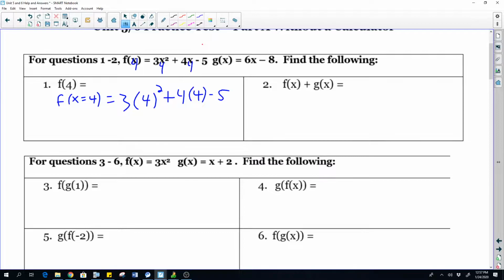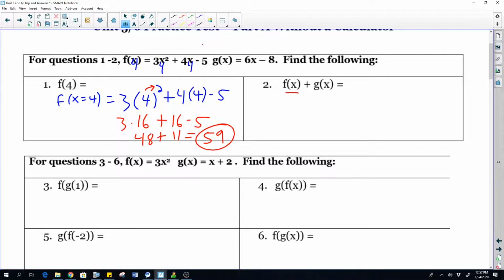So you can't do 3 times 4 is 12 and 12 squared is 144. No, no, no. You have to do the squared first. So 4 times 4 is 16, so 3 times 16. 4 plus 4 is 16 as well, minus 5. 16 minus 5 is 11. And then 3 times 16 is 16, 16, 32, 48. So then we have 48 plus 11, which is 59. Awesome. So there's our answer for the practice test number 1.